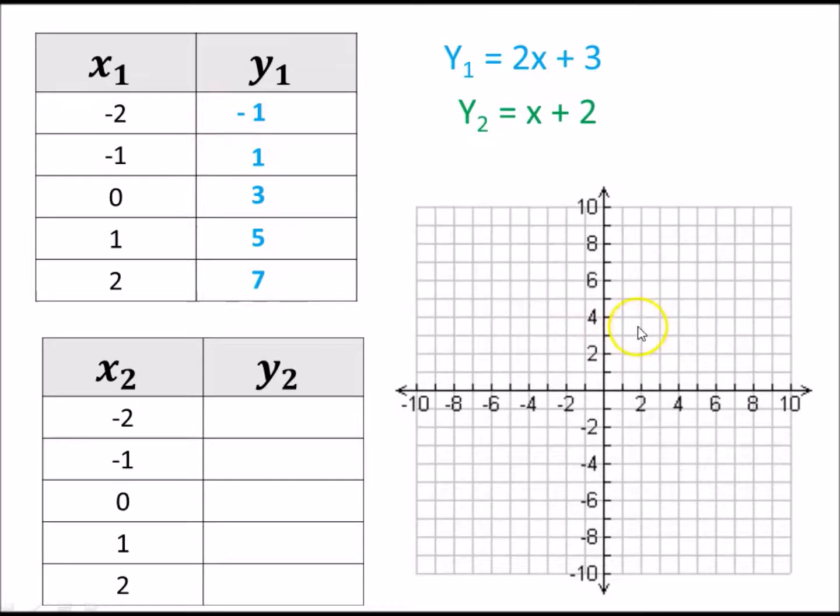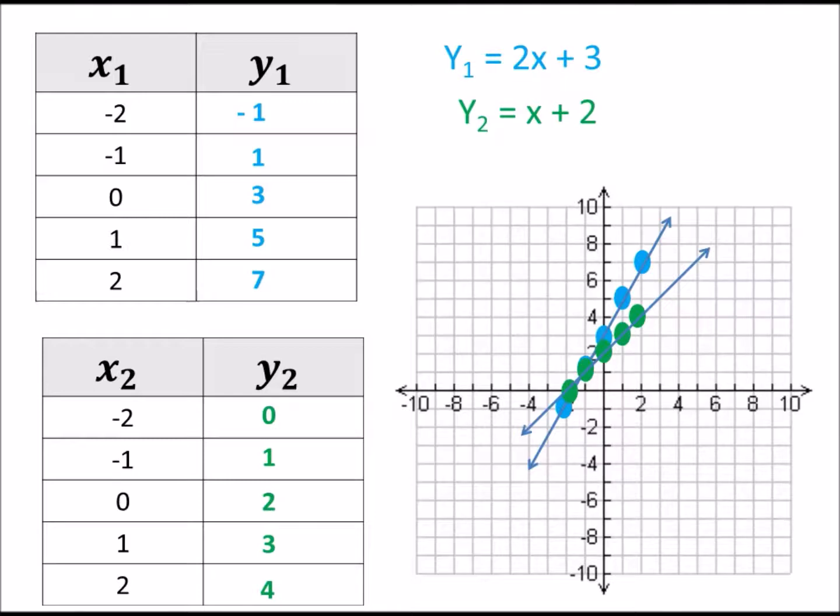Now if I plot these ordered pairs onto this graph, we're going to get something like this. Now let's take the x2 and substitute into the y2 equation. I'm going to substitute this negative 2 into the x part of this equation. Negative 2 plus 2 gives us 0. Negative 1 plus 2 gives us positive 1. 0 plus 2 gives us positive 2. 1 plus 2 gives us 3. 2 plus 2 gives us 4. If we plot those points, it's going to look something like this.